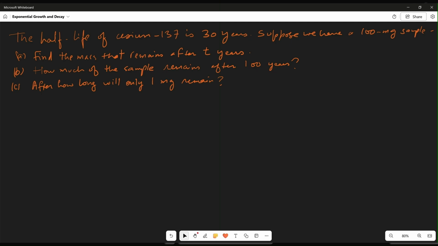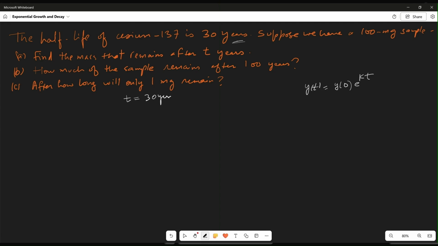The half-life of cesium-137 is 30 years. So we have given, okay, before I write that, remember this theorem. This function y of t is equal to y at initial state, y0, times e raised to power kt. So we have t is equal to 30 years.